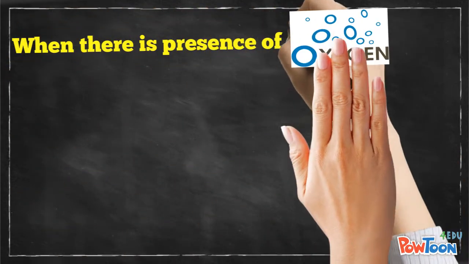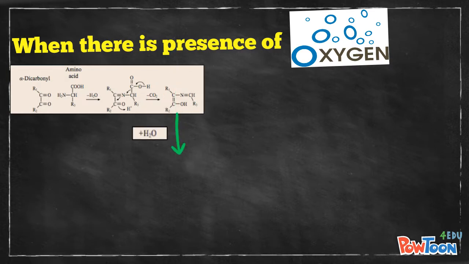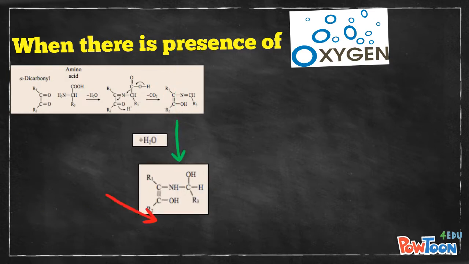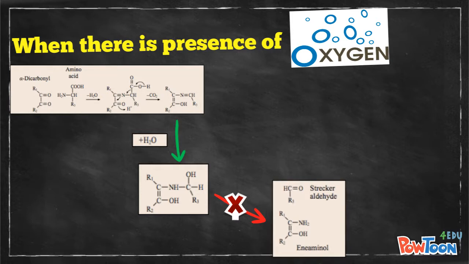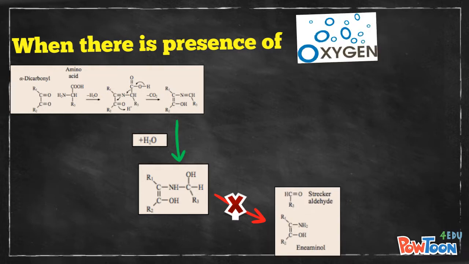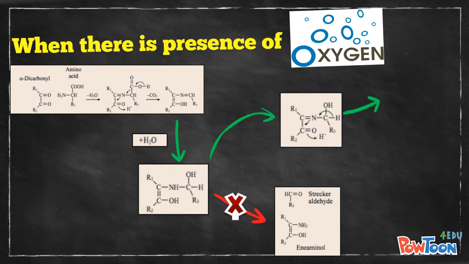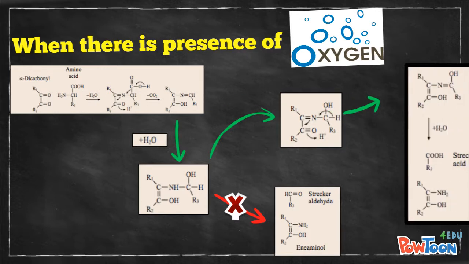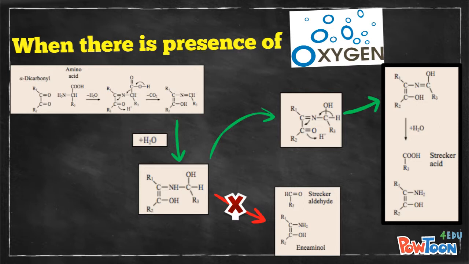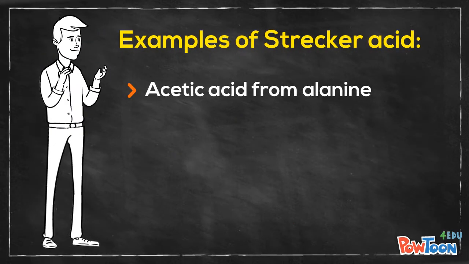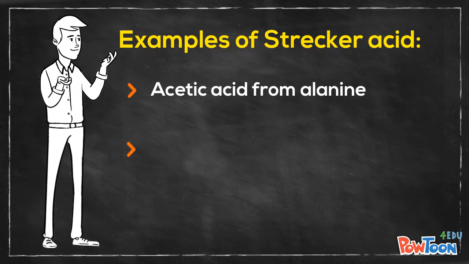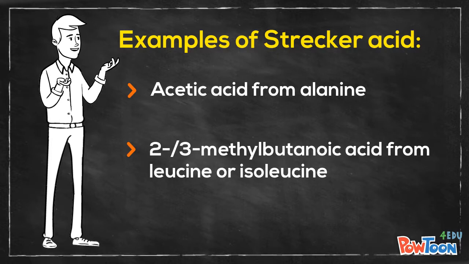When there is presence of oxygen, the intermediate product formed from the hydration and decarboxylation steps is not able to form Strecker aldehyde and aminoketone. Instead, the intermediate product will undergo oxidation to form alpha dicarbonyl, followed by intramolecular redox reaction and hydrolysis to produce Strecker acid and aminoketone. Examples of Strecker acids are acetic acid that comes from alanine, or 2-methylbutanoic acid that comes from leucine or isoleucine.